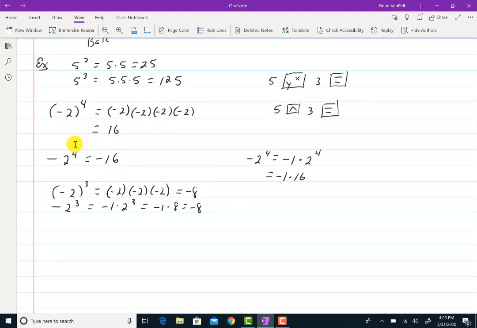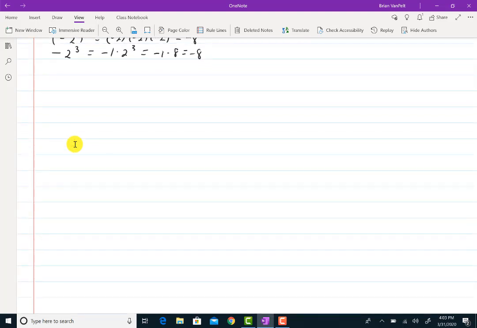All right, so let me do some more examples. This was just a warning to you. We already did the odd exponents and things of that nature, so let's move on to some fractions.